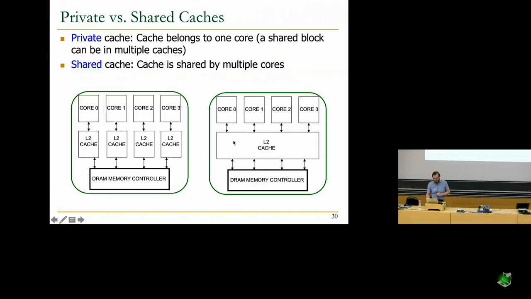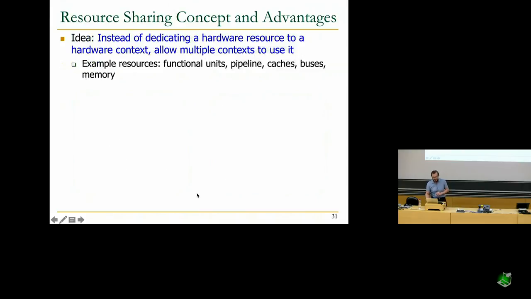So this is a resource sharing idea. It is actually applied to many, many resources. You could think about other resources to be partitioned or shared. Memory controller, for example, could be partitioned across the cores, or it could be shared between the cores. In this case, both are shared over here. But essentially, we're sharing the resource. Instead of dedicating a hardware resource to a hardware context or thread or a core, we're allowing multiple cores or multiple threads to use it.